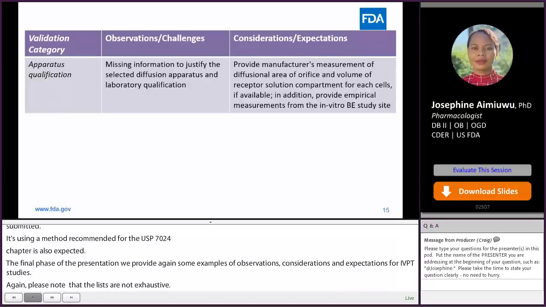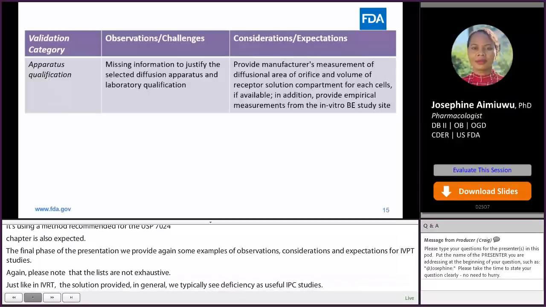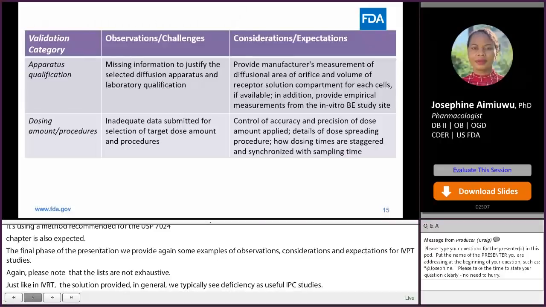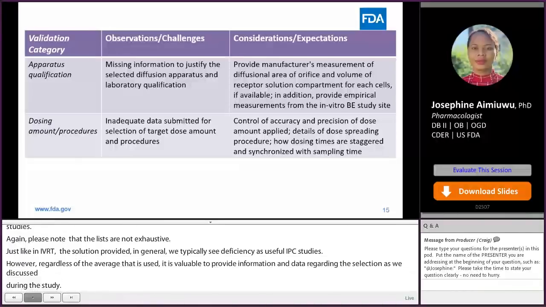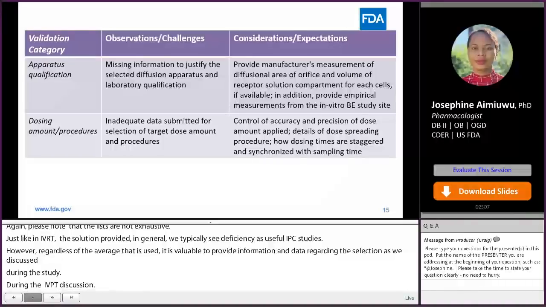However, regardless of the apparatus that is used, it is valuable to the assessor to provide information or data regarding the selection, as I've previously discussed during my IVRT discussion. In some instances, data to support the selection of target dose, amount, and dosing procedures are not provided. It is expected that data to show accuracy and precision of your dose amount applied are submitted.